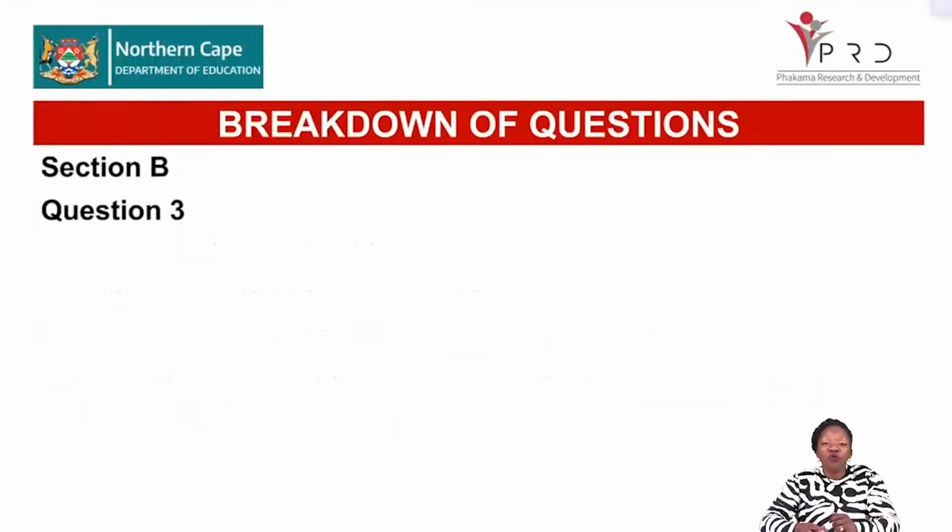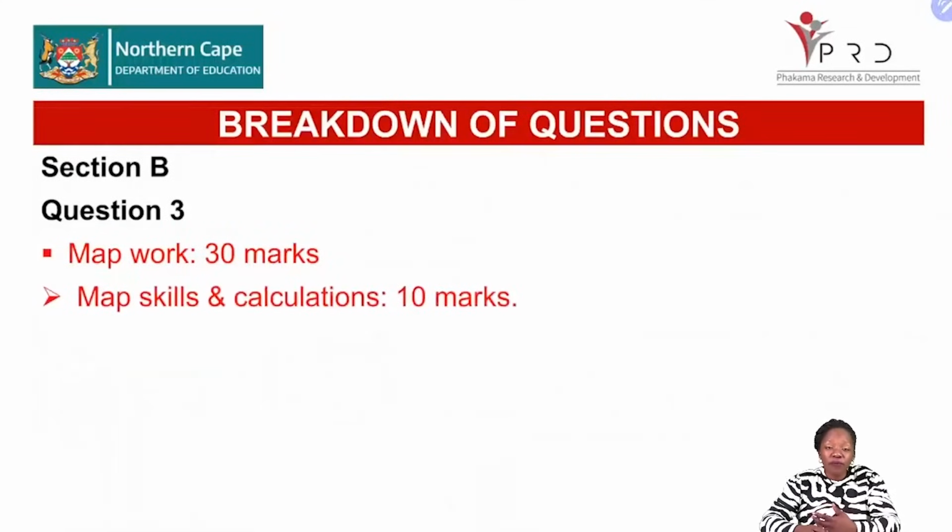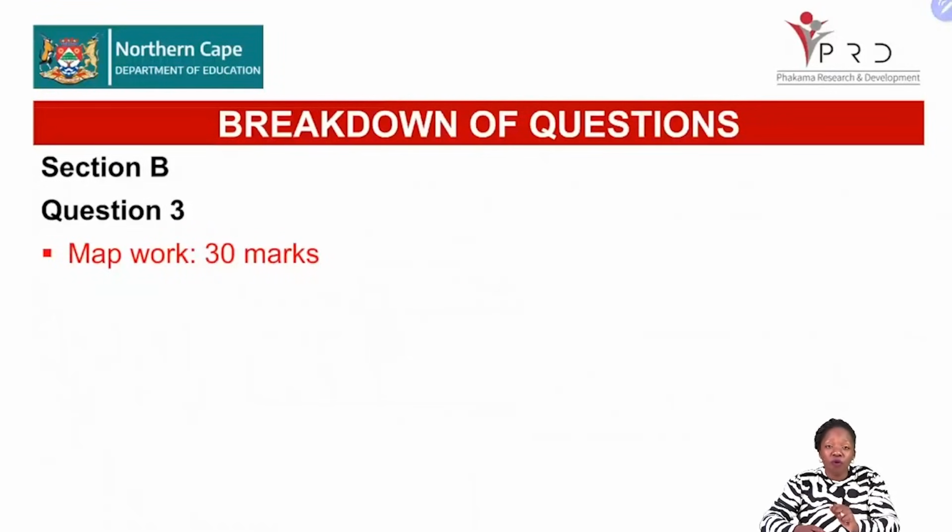Then you move to your section B. When you are moving to your section B, that's where you will find your question 3. Your question 3 is based on your map work. To further break down the map work, as it carries 30 marks, you have your map skills as well as your calculation that carries 10 marks, and then that's your figure 3.1.